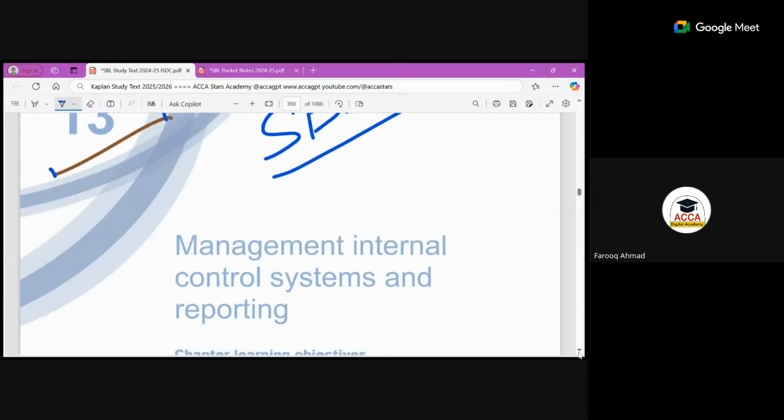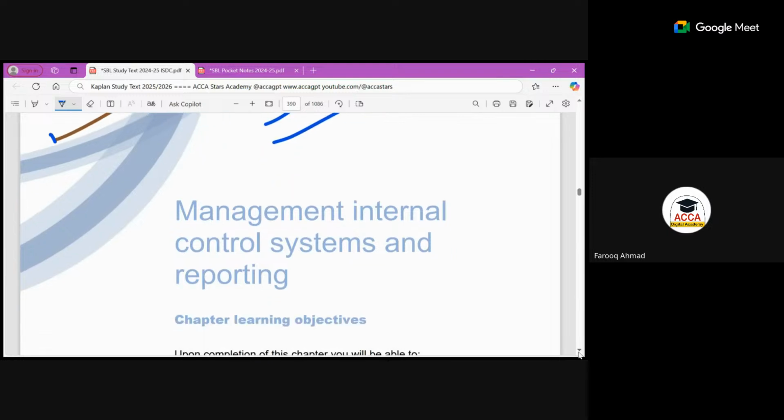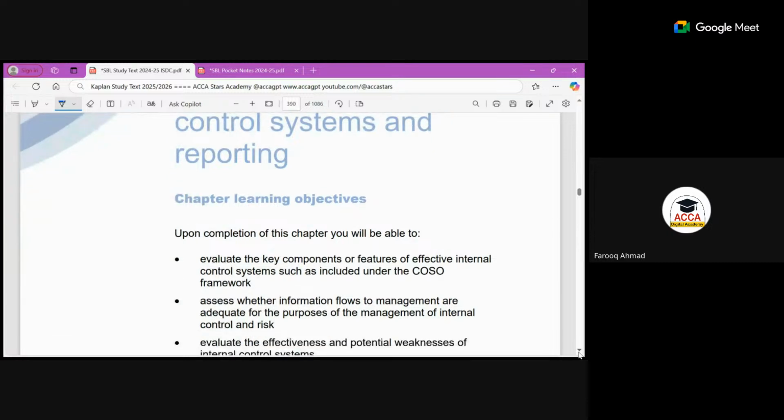Management internal control system and reporting. Now we are coming to the management of the internal control system, how it is controlled, because each and every department is monitored by their seniors. So this is how it will be a little bit linked with the audit style, which you already studied in your earlier chapters. So it will be easier for you, as well as a little bit of new things you will add on, which will help you continue your further learning.